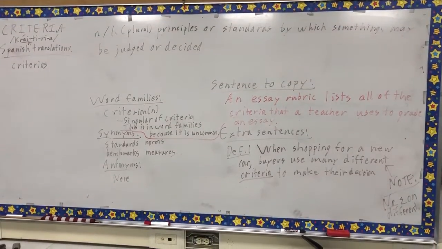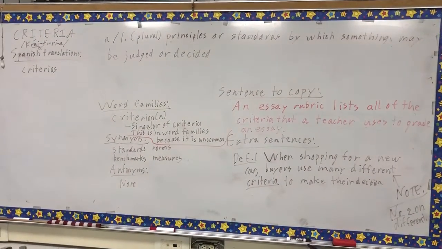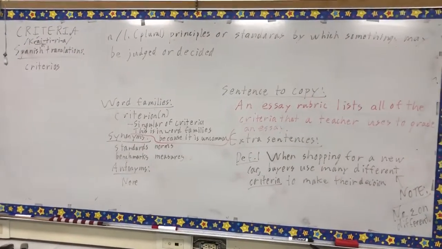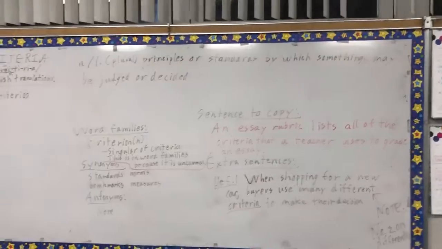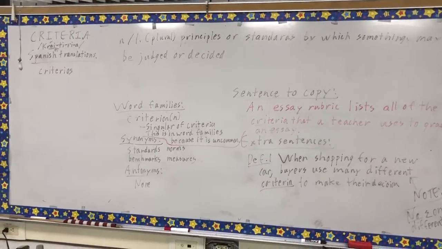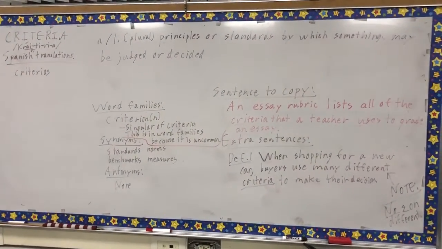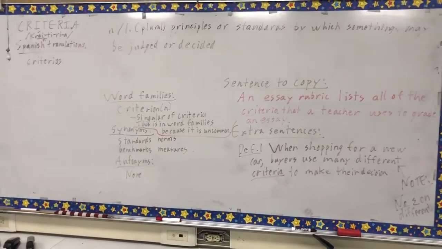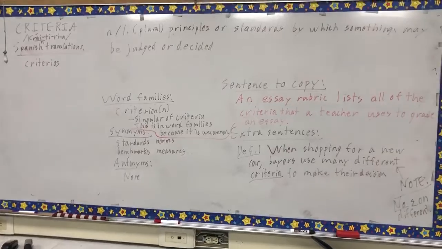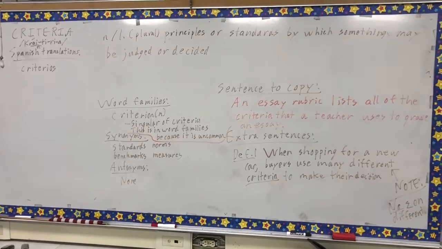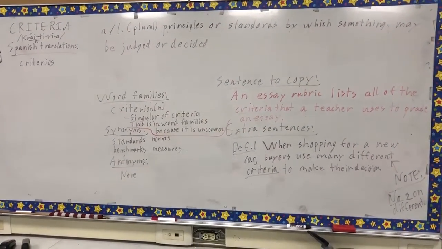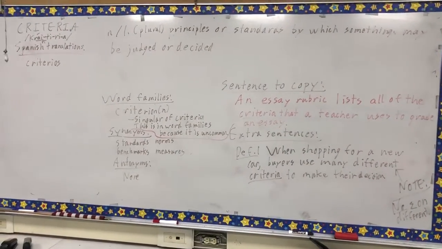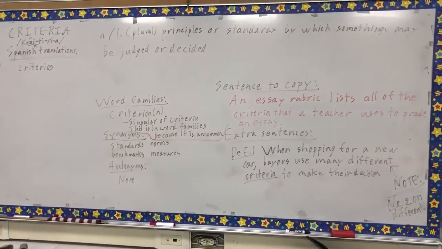So for the extra sentence, I put one more sentence with that same definition because there's only one. This can be either judged or evaluated. It can also be a situation where someone is trying to decide something. For example, buying a car. A big purchase, you don't just buy it immediately, you think about it. So you could say, when shopping for a new car, buyers use many different criteria to make their decision. So they're probably thinking about lots of different aspects of the car before they buy it, because cars are expensive.